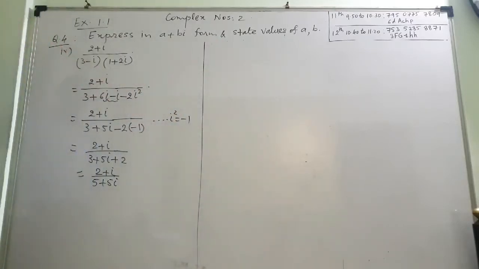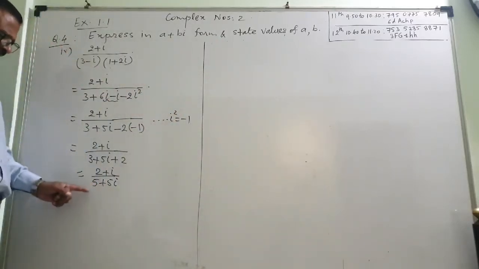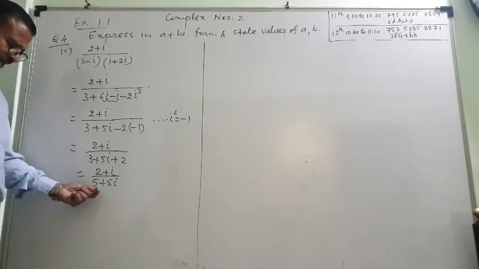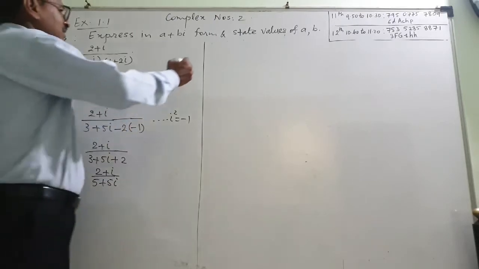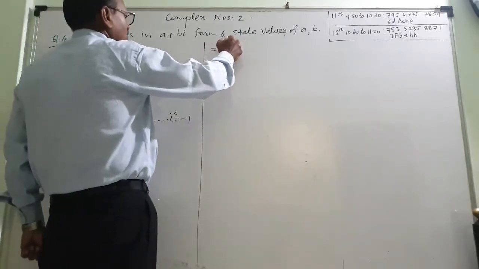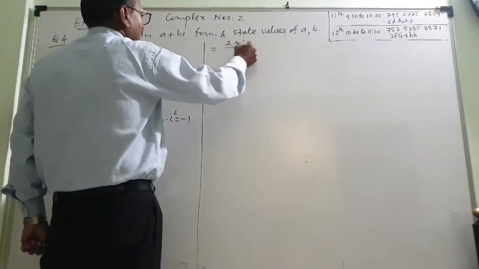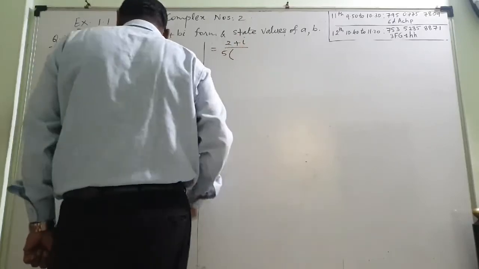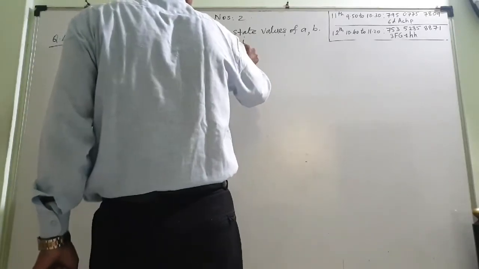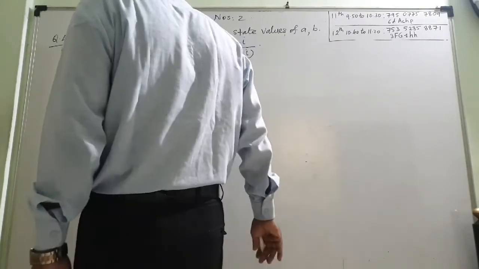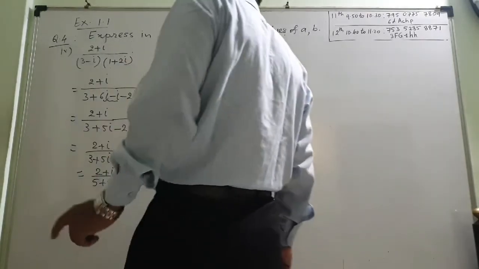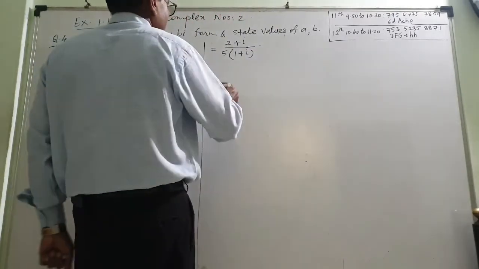So now I will rationalize the denominator. Here onwards, multiply by 5 minus 5i, or you can take this common: 2 plus i upon 5 into bracket 1 plus i. This way also you can do. If you want to take the common, take common, or you don't take common, that is up to you.